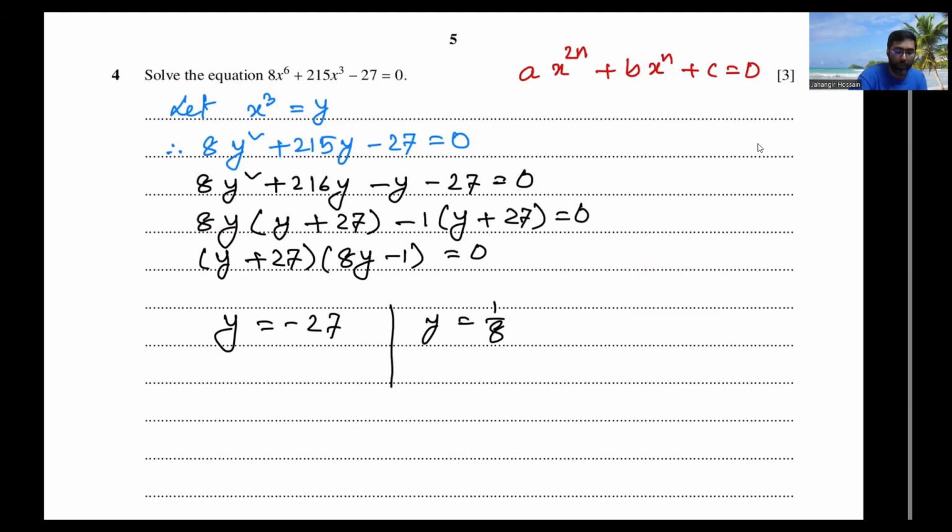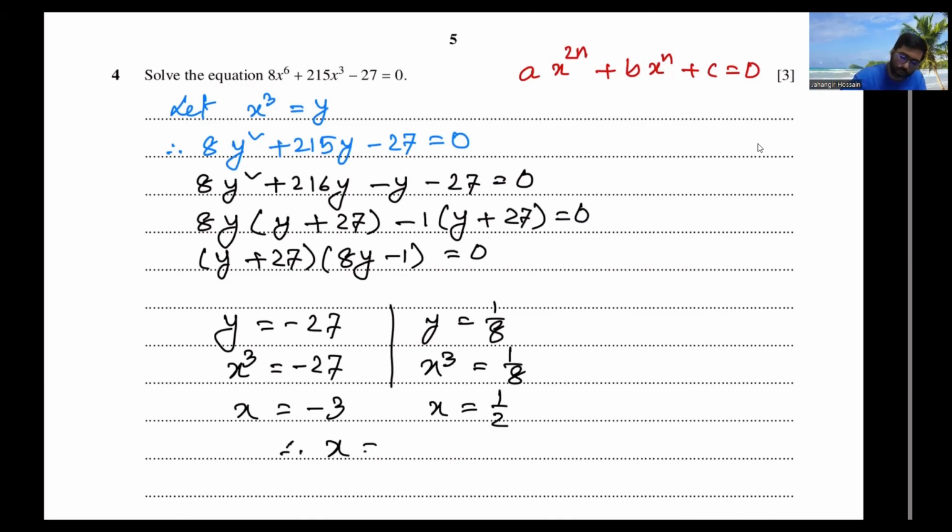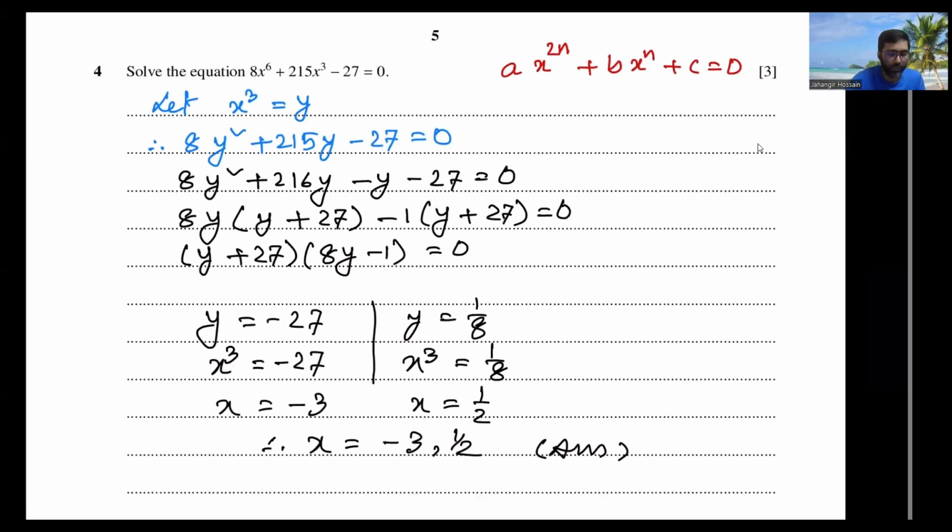Nice. Now, back substitute y, which is equal to x cube. So x cube equal to minus 27, x equal to cubic root of minus 27, that's minus 3. x cube equal to 1 by 8, so x is half. So these are the roots of this equation, minus 3 and half. That's question number 4.